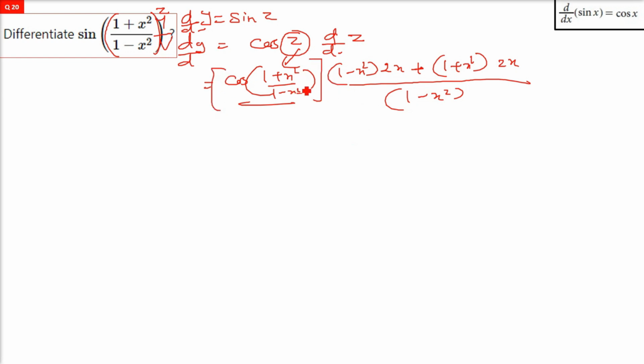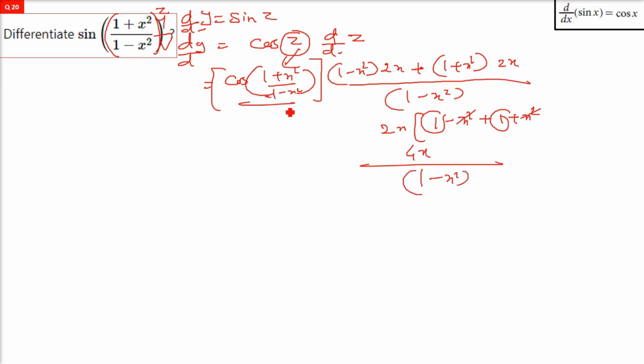Okay. So let us multiply this. 2x you can take common. (1 minus x square) plus (1 plus x square) will come. X square gets cancelled. And 1 plus 1 is 2. So 2 into 2x is going to be 4x. So the numerator will be 4x. So this is going to be 4x divided by (1 minus x square) whole square.